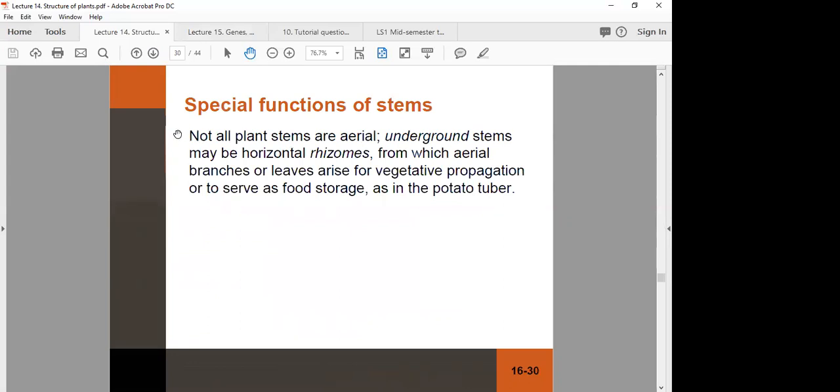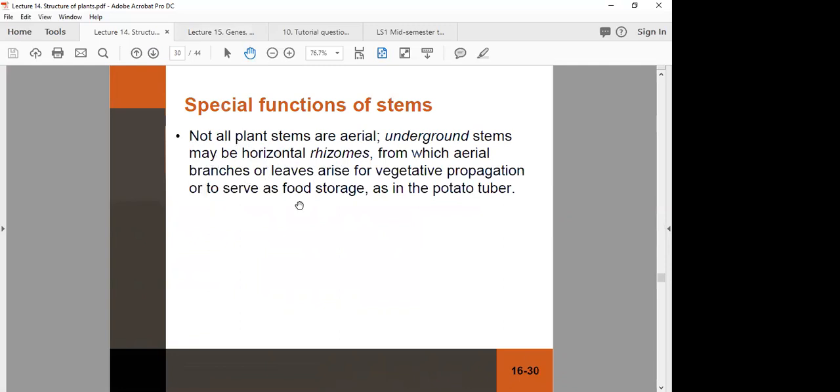Some special functions of stems. Not all plant stems are aerial. There are also underground stems that are formed by certain plant species, and they're often referred to as rhizomes. From these underground stems or rhizomes, aerial branches or leaves may arise, and they might produce new plants.